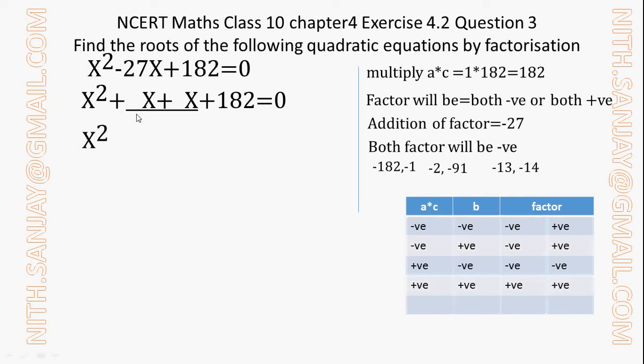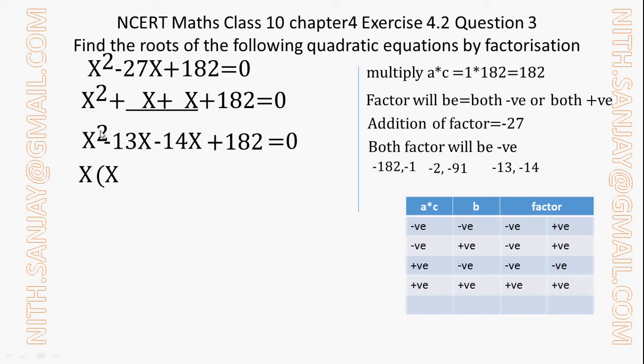Now x square is as it is. Now minus 13x I have taken from here, minus 30. Then minus 14x, minus 14 I have taken here and I have put it here. So this is minus 14x plus 182 is equal to 0. Now I will take x common from these two terms. If I take x common from these two terms, I will be left with x inside.